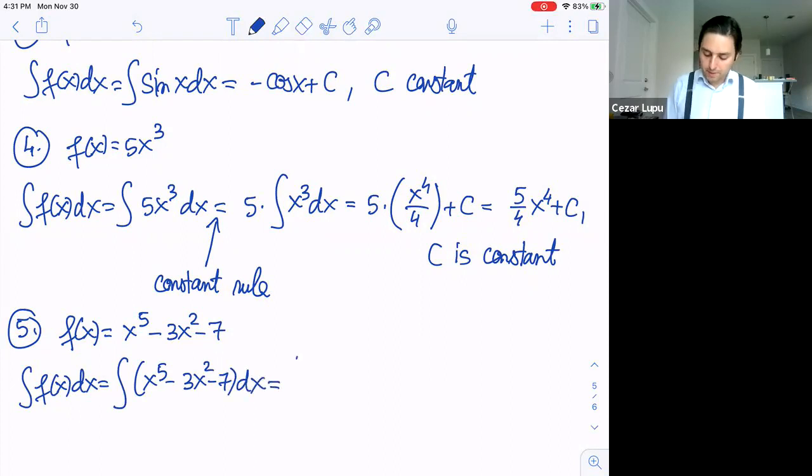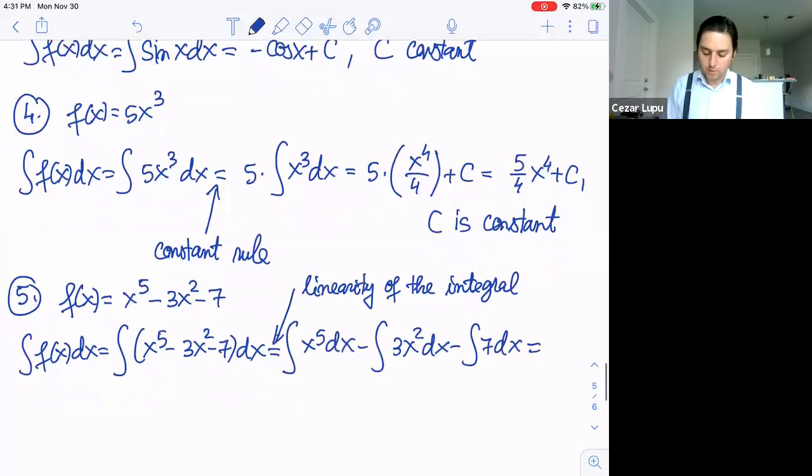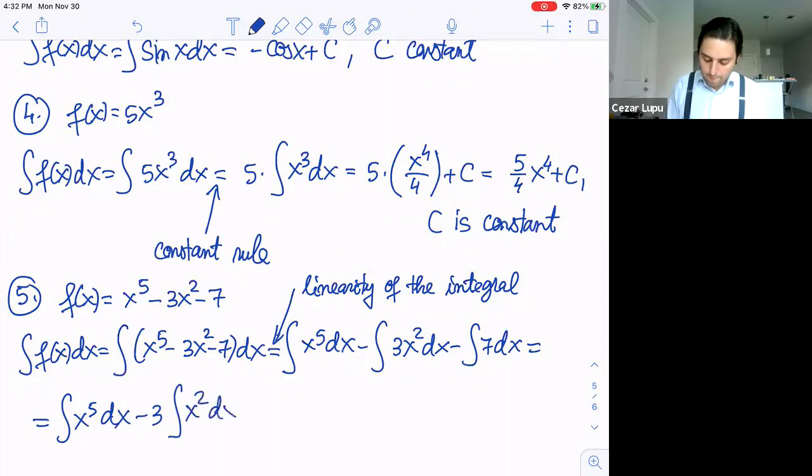And this would be the integral, now using the linearity of the integral. Once we use this, it is the integral of x to the fifth dx minus the integral of 3x squared dx minus the integral of 7 dx. Let's write it again and take the constants out: minus 7 times the integral dx.